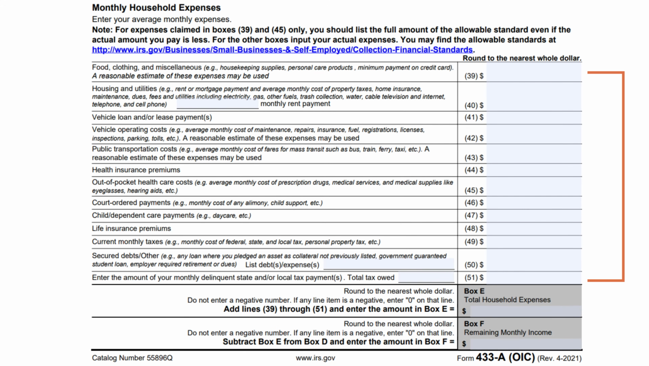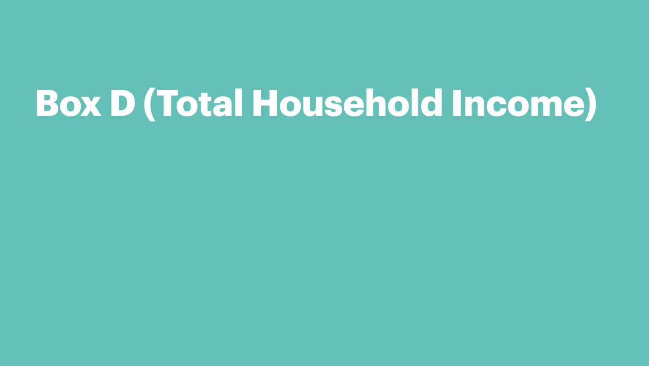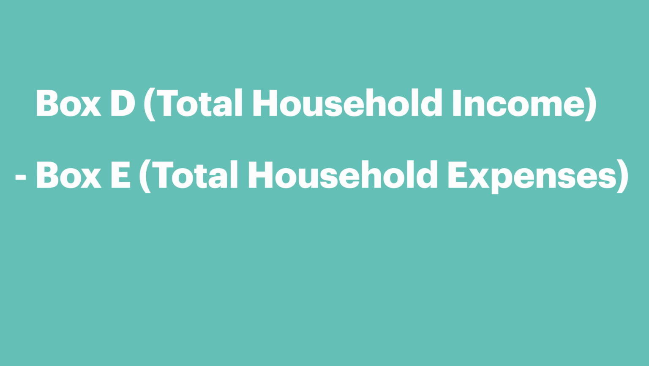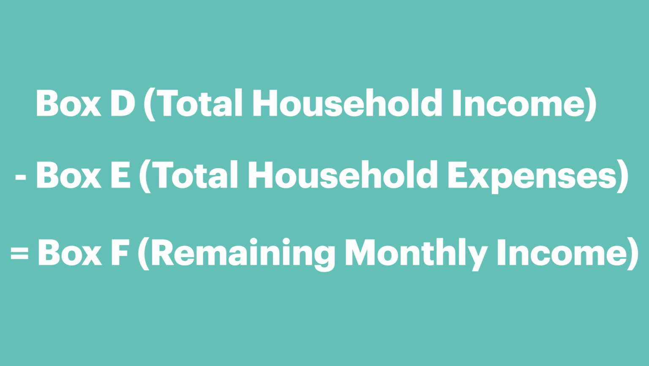All right, so at this point, we've gone through all the expense lines 39 through 51. Then in box E, you sum them all up. You add up all the amounts in lines 39 through 51. Put that sum in box E. Then you subtract this amount in box E from the total household income that you came out with in box D previously. That difference goes in box F. If the amount is negative, meaning box E is greater than box D, you just put 0 in box F. You don't put a negative number, but otherwise you put the difference.